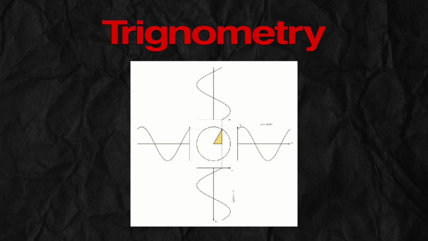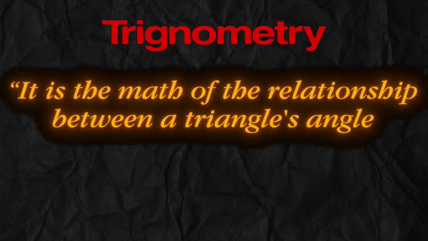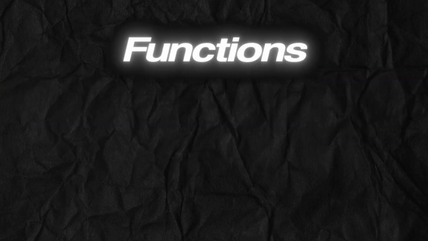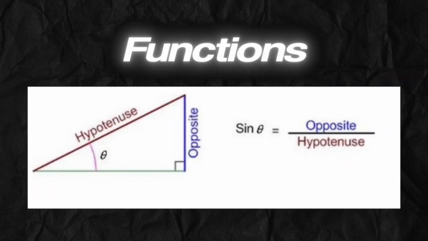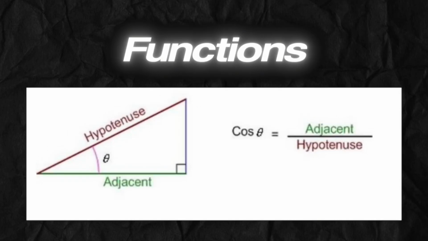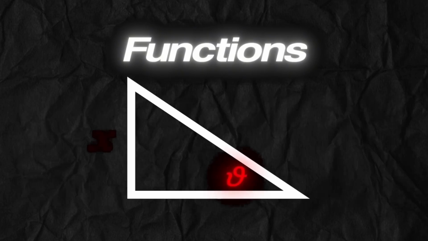Trigonometry extends this into angles. It is the math of the relationship between a triangle's angles and its side lengths. 3 functions, sine, cosine, and tangent, describe these ratios. Sine is the ratio of the opposite side to the hypotenuse. Cosine is the ratio of the adjacent side to the hypotenuse. Tangent is opposite over adjacent. If you know an angle and one side length, you can calculate every other measurement in the triangle.